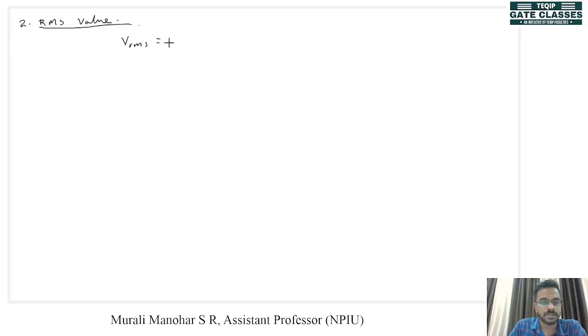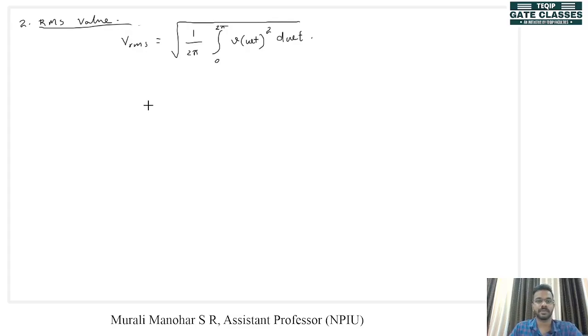Vrms is equal to the root of 1 by 2 pi integral 0 to 2 pi of (Vm sin omega t) all squared, d omega t. Okay.